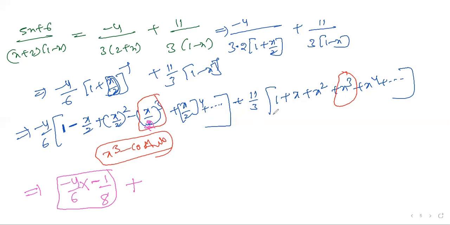Place x cube quotient here. How much is it there? 1. 1 multiplied with 11 by 3. So here how much is the answer? 11 by 3. This is the answer with the second expansion. We have only 2 expansions here and here.